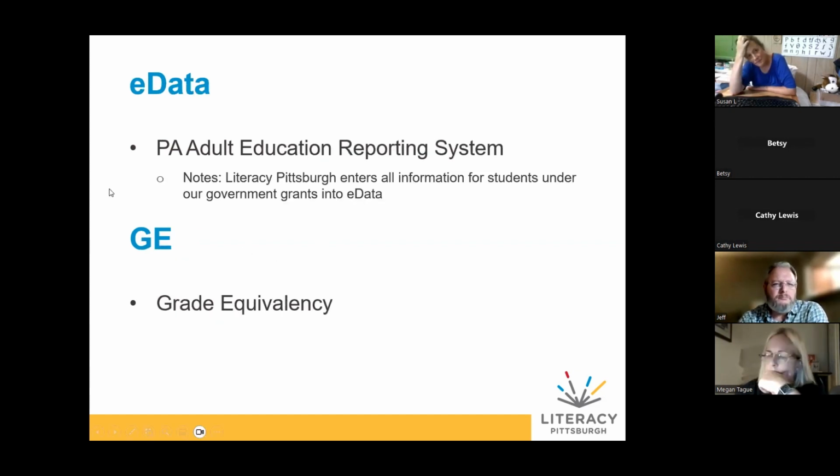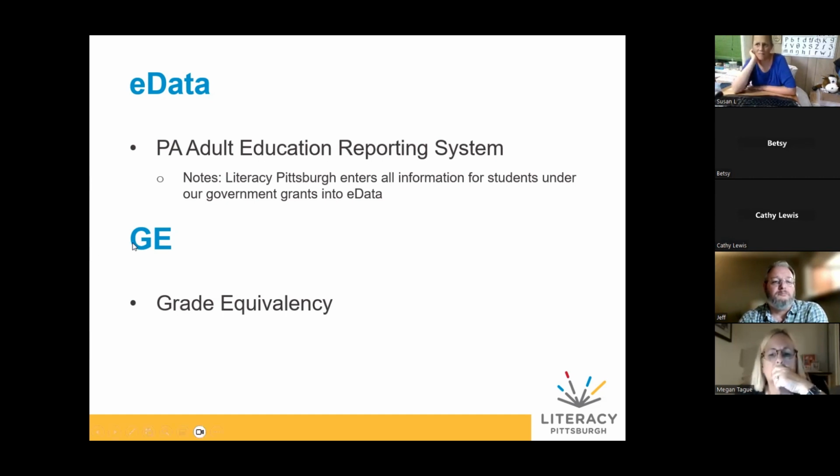So eData is a reporting system that Literacy Pittsburgh enters all of our information for our students that are under government grants into. It is the PA Department of Education, PA Adult Education reporting system. And so that is part of our jobs as coordinators at Literacy Pittsburgh to make sure that that is up to date with all of your student information, all of your tutor information, and the hours that you are logging in your weekly reports.